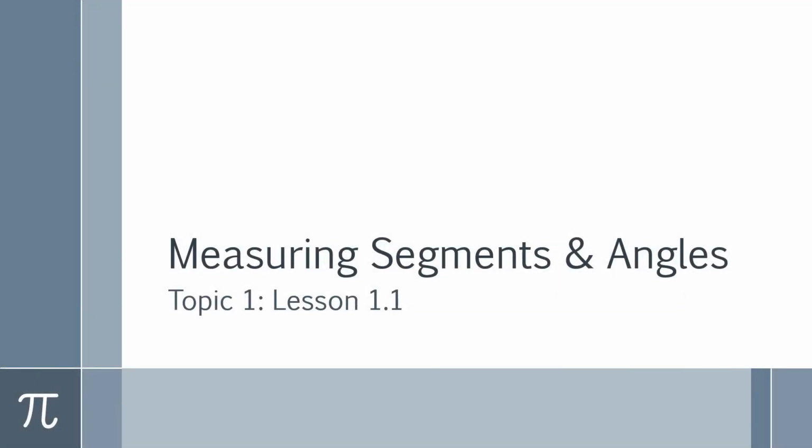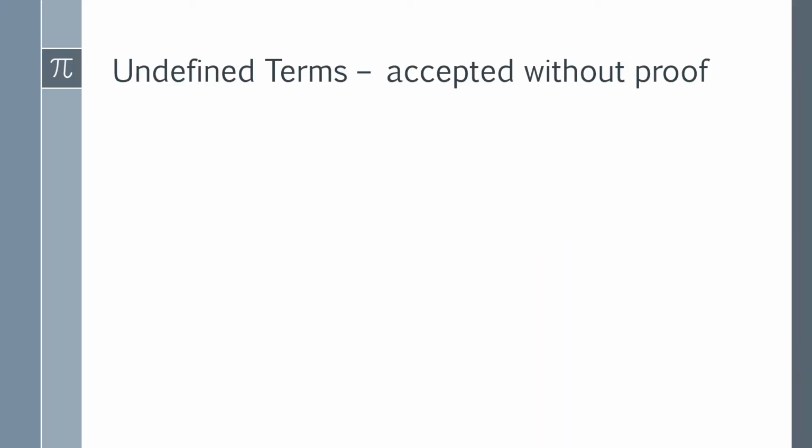Today we're going to learn how to measure segments and angles, which is topic 1, lesson 1. To begin with, we need to look at 3 undefined terms which are accepted without proof. A point is a location and has no size.